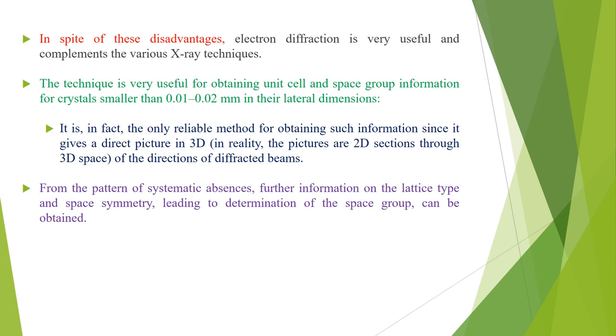From such information, the diffracted beams can be assigned HKL, that are Miller indices, and the unit cell can be determined. From the pattern of the systematic absences, further information on the lattice type and space symmetry, leading to determination of the space group, can also be obtained by using this electron diffraction technique.